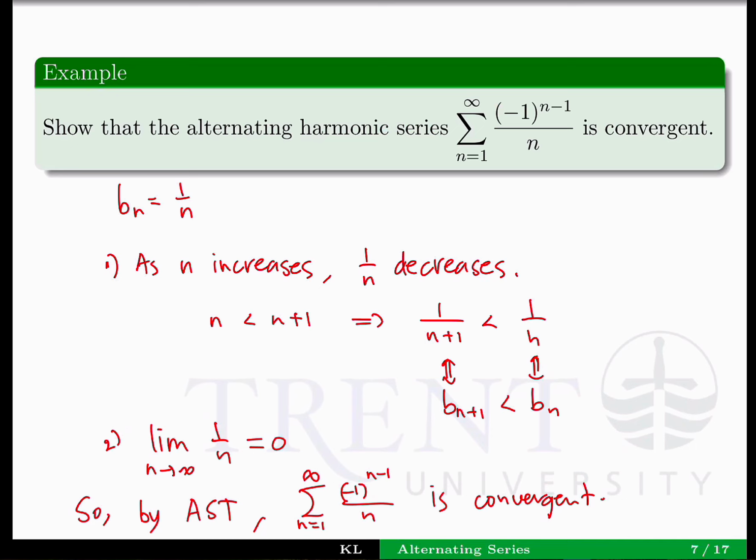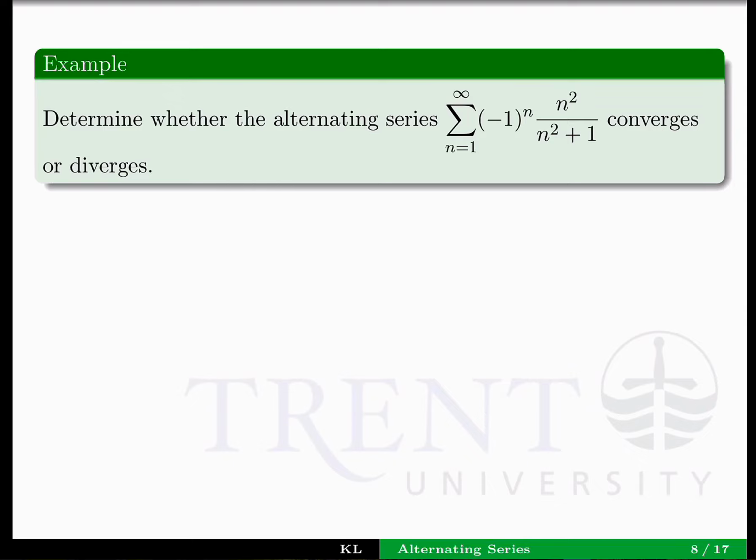Okay. Next, determine whether the alternating series, negative 1 to the n squared over n squared plus 1, converges or diverges.